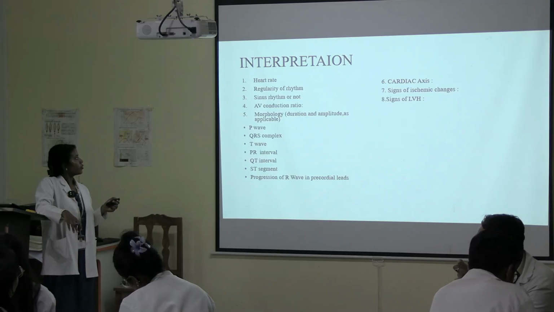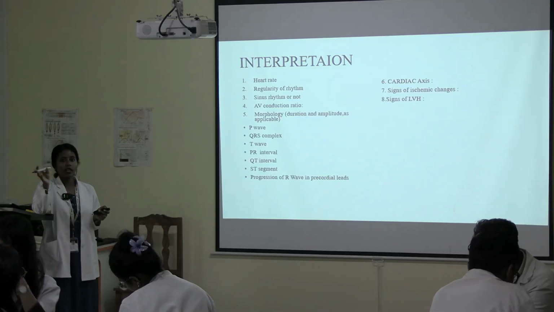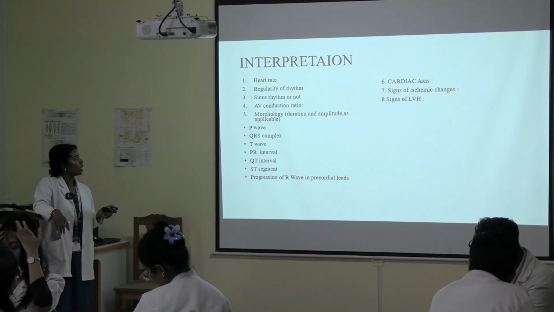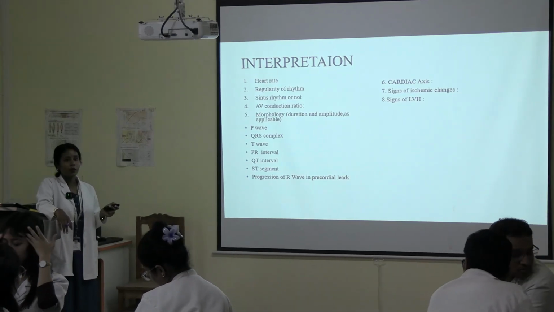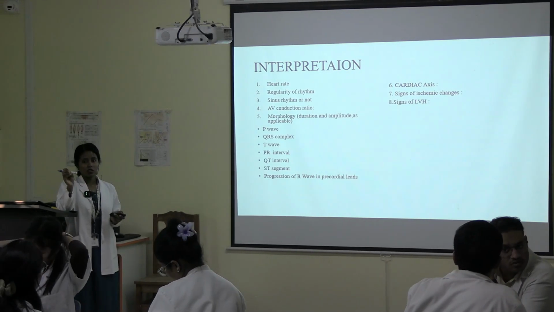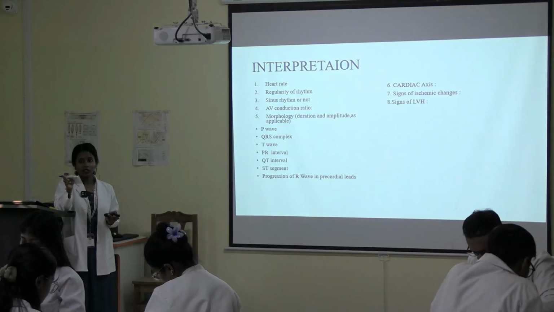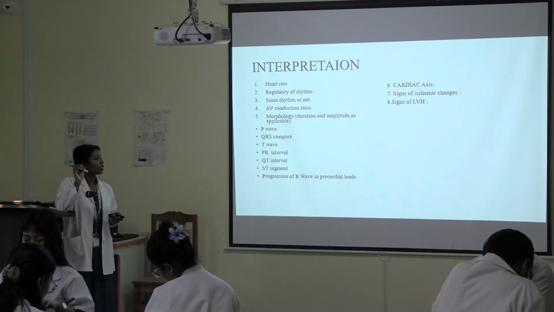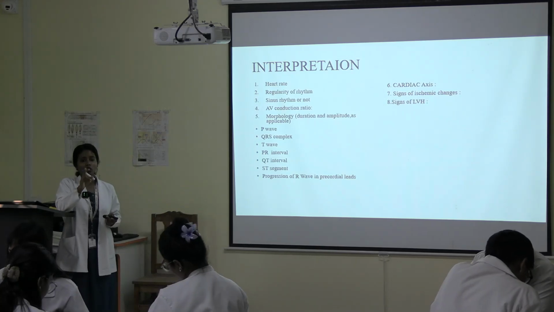Then AV conduction will be P wave followed by the QRS complex. Then morphology, duration and amplitude. So P wave. How to calculate the duration? You can take any lead, preferably lead 2. You see that duration of the P wave, how many boxes are there?